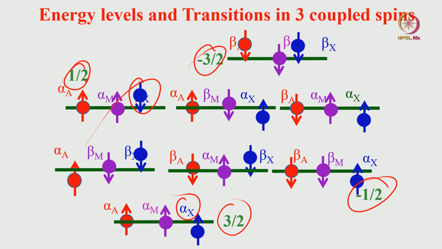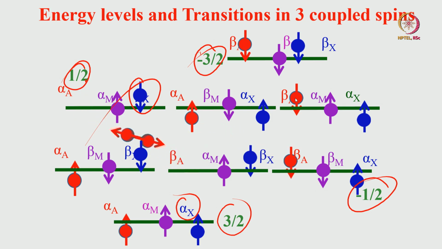Now, what about this one? This is allowed. A is changing from beta to alpha. This is allowed, minus 3 by 2 to minus half. You will get plus half, minus 1. Similarly, if you go from here to here, you will get plus 1, allowed. What about this one? Plus half to plus 3 by 2, where beta is changing to alpha, A is changing, that is also an A transition. Again this is an A transition, allowed, plus half to minus half, and another A transition, plus half to minus half, allowed.